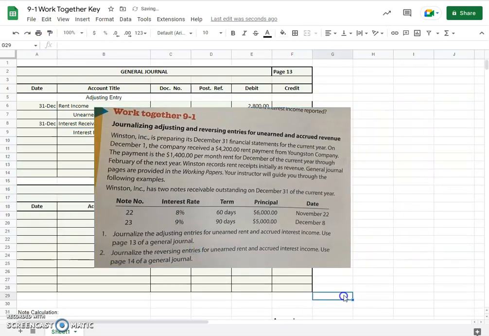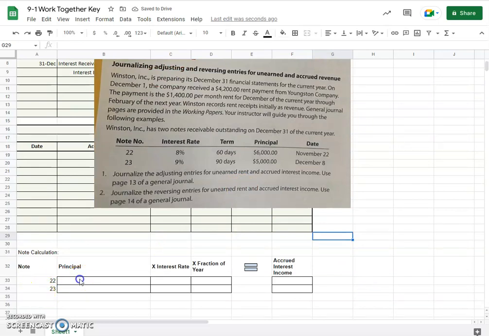So again, we have these two notes, right? Note number 22 and 23. The principal on the top one is $6,000, and on the other one is $5,000. We have an interest rate of 8% on the first and an interest rate of 9% on the other. Now the fraction of the year: we had a start date of November the 22nd. So 30 minus 22 would be 8 days in November plus 31 days in December would be 39 days, out of 365 in a year.